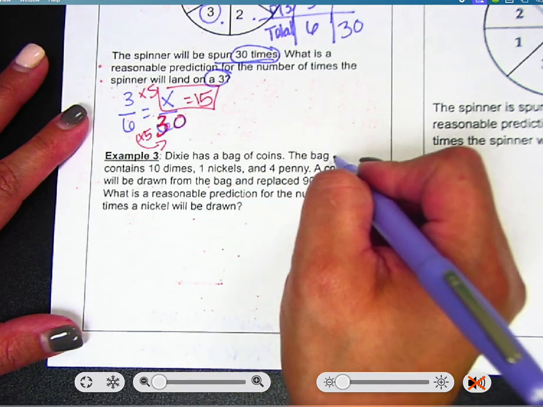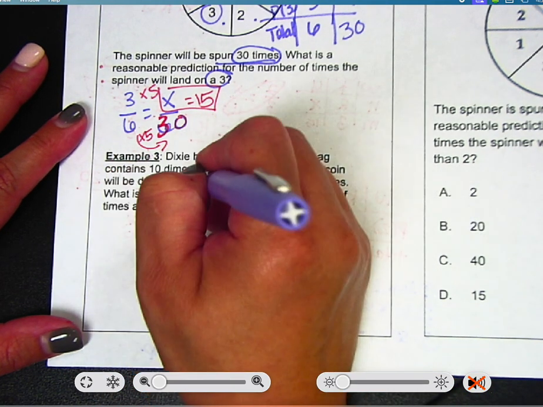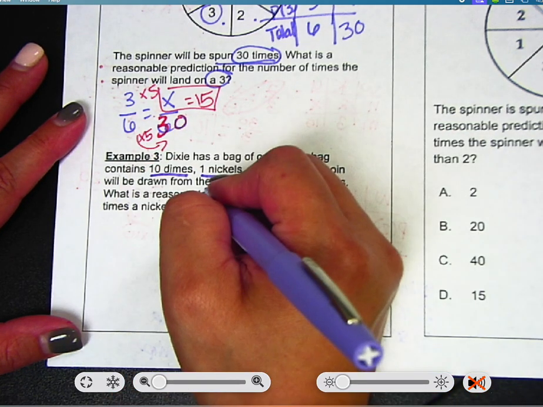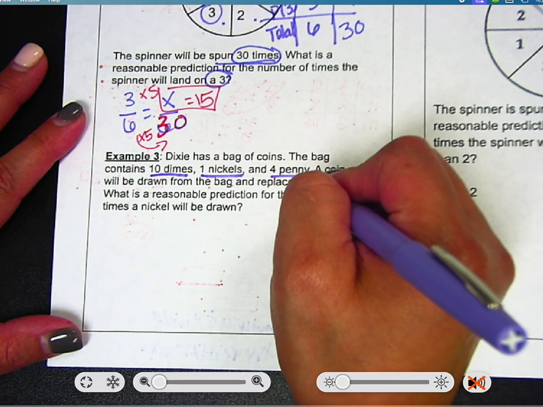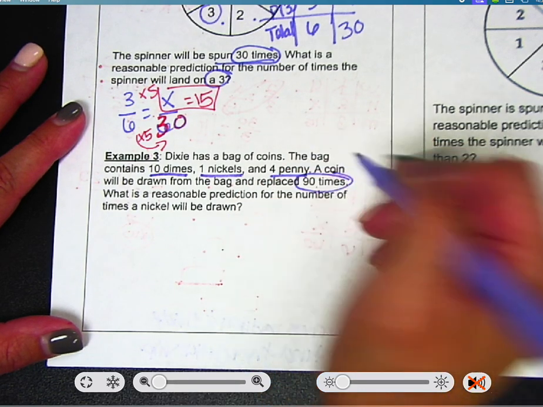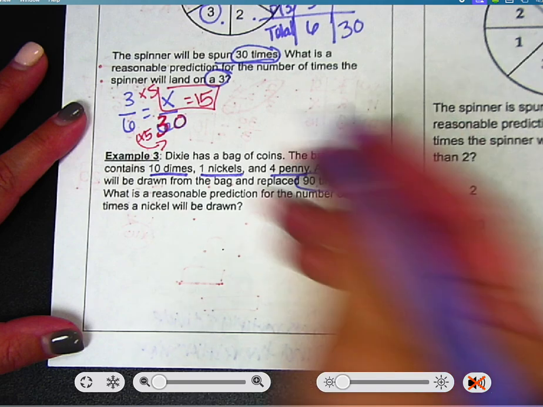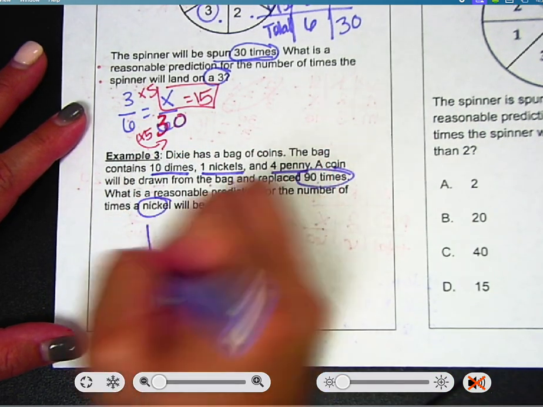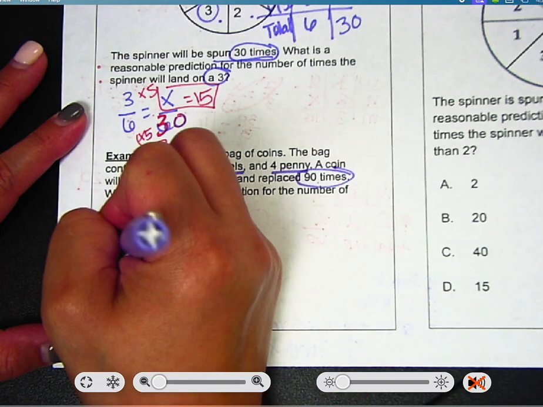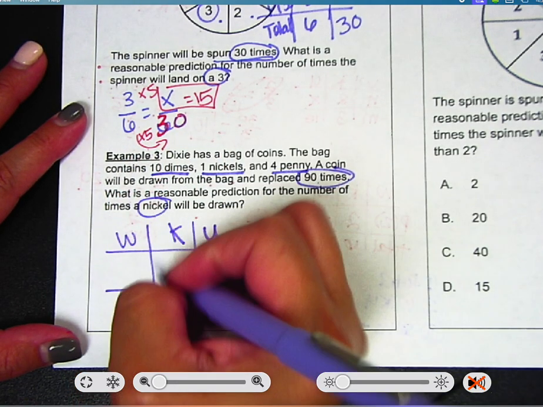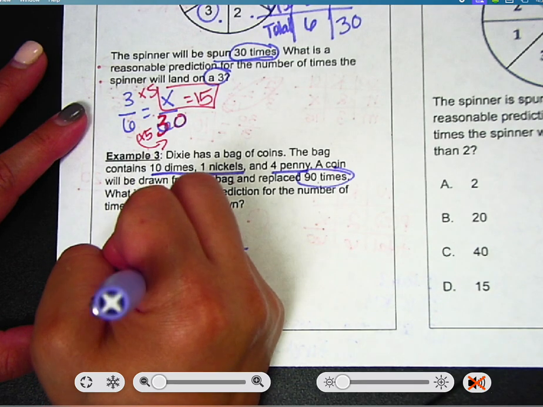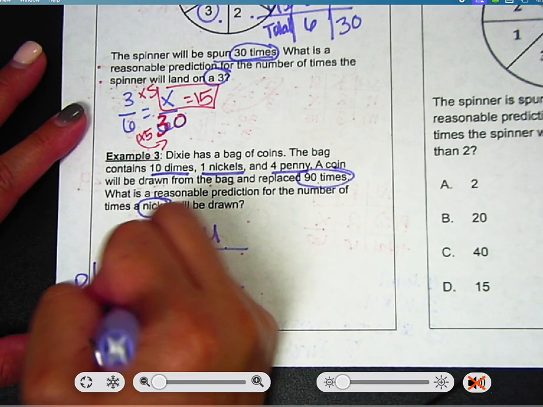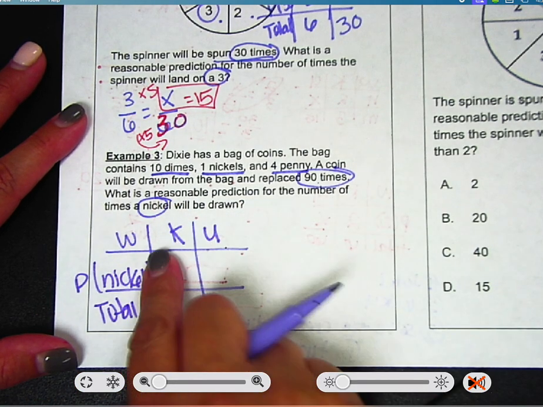Dixie has a bag of coins. The bag will contain 10 dimes, 1 nickel, 4 pennies. A coin will be drawn from the bag and replaced 90 times. What is a reasonable prediction for the number of times a nickel will be drawn? So let's go ahead and create that WKU. They're talking about nickels versus your total. Okay, so again, this is your options.